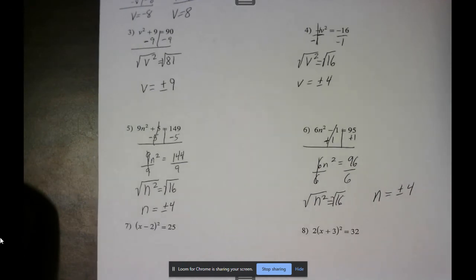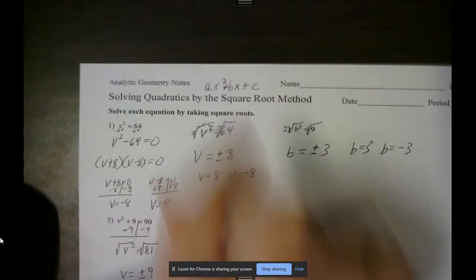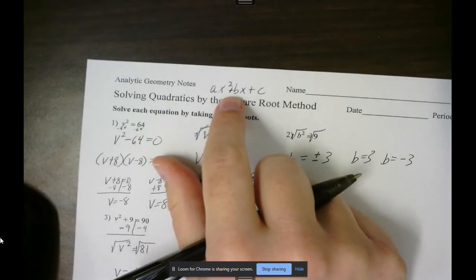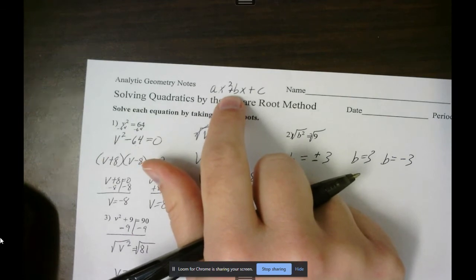Okay? So I think this is a pretty easy concept. It's pretty easy mathematically for y'all to do. The only thing you have to be careful of is knowing when to do this versus when to factor. And the key is if you're missing that b term, right? If you're missing that x to the first power or whatever variable you're using, if you're missing that middle term, the middle term up here of our problem, then we can probably take the square root of both sides.